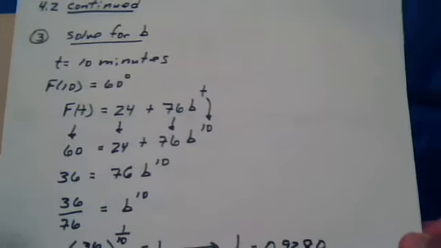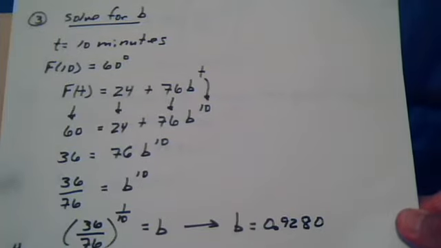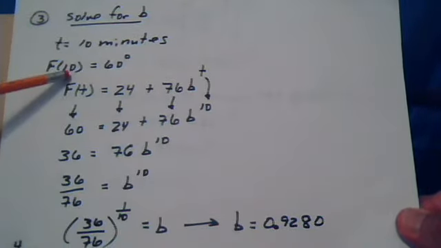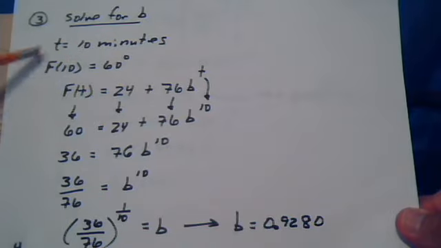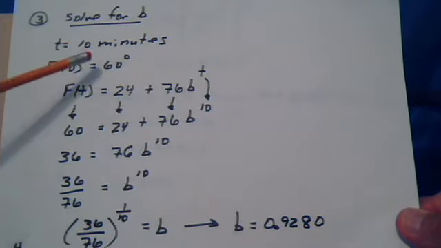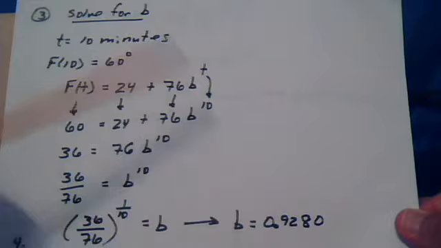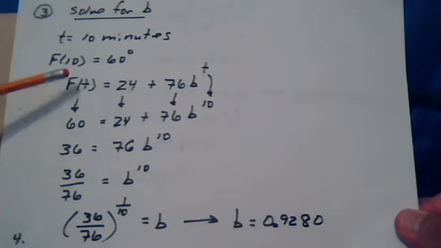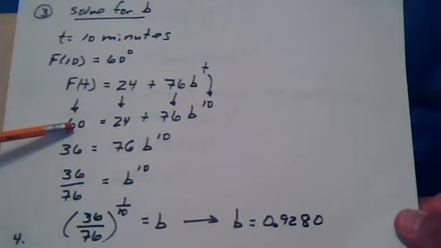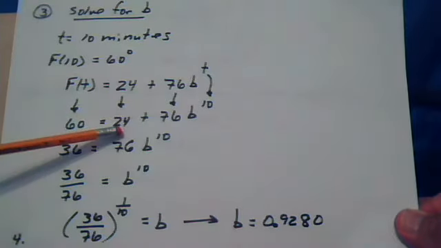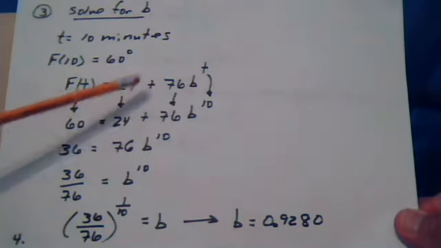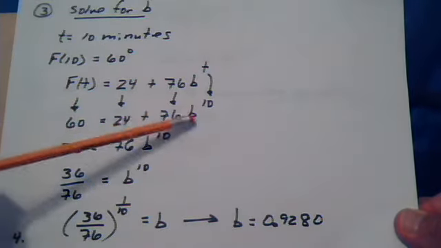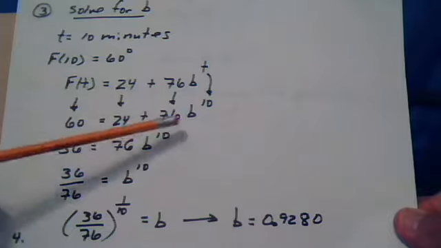To find the b, we continue using the information they gave us. They said that after 10 minutes, the temperature of the object, in this case the coffee, became 60 degrees. So in 10 minutes, that's t equals 10, the object's temperature became 60 degrees. The 24 doesn't change, that's the environment's temperature. The 76 we already found. So the only variable that we need to solve for is b.